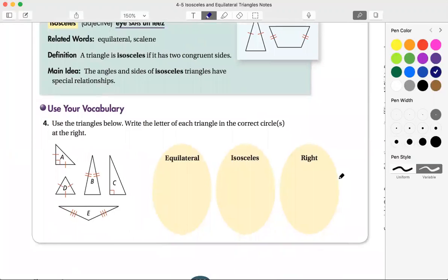So use your vocabulary, use the triangles below, and write the letter of the triangle in this one. A is a right triangle. That one's done. And it's also isosceles. D is going to be an equilateral triangle. And notice it also has at least 2 sides congruent, so it's also isosceles. B looks to be just isosceles. C looks to be just right. And E looks to be just isosceles.